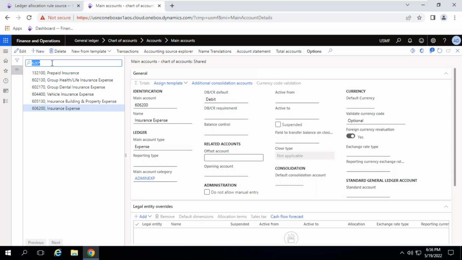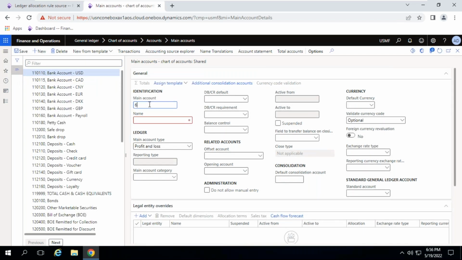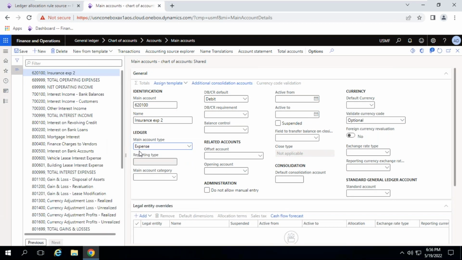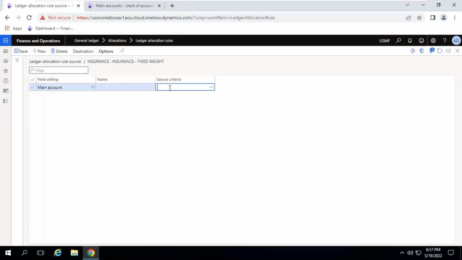620 star. Okay, there is no such account, so I'm creating a new one. 620,100, insurance expenses 2. Okay, it is expenses. Insurance expenses 2, I have created. Now this 620,100 I'm mapping to the source.